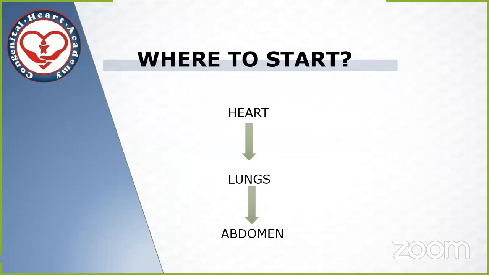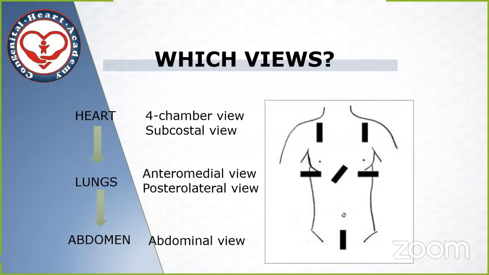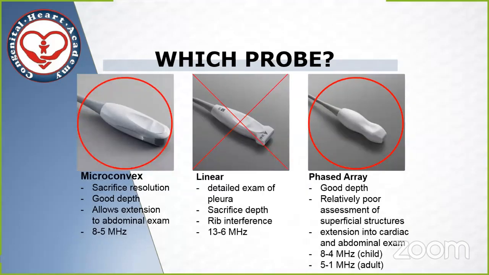We have to assess the heart, we have to assess the lungs, we have to assess the abdomen in a systematic approach with systematic views, trying to simplify the amount of views that we're going to do using only one probe. With our experience, we know that with the phased array or even with the microconvex, we can access heart, lungs, and abdomen in an easy way.